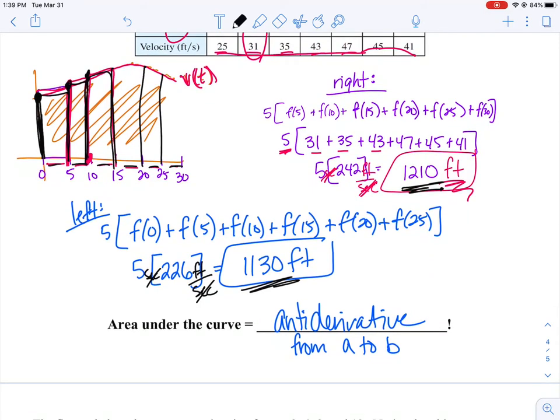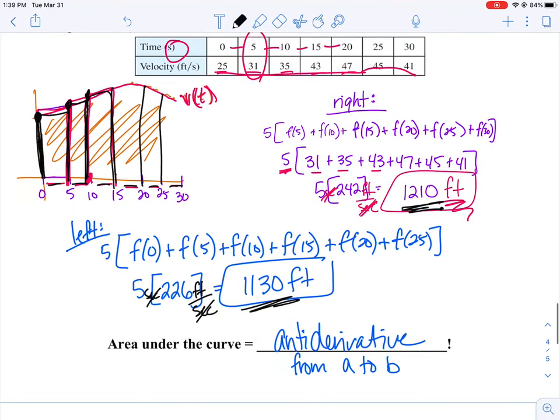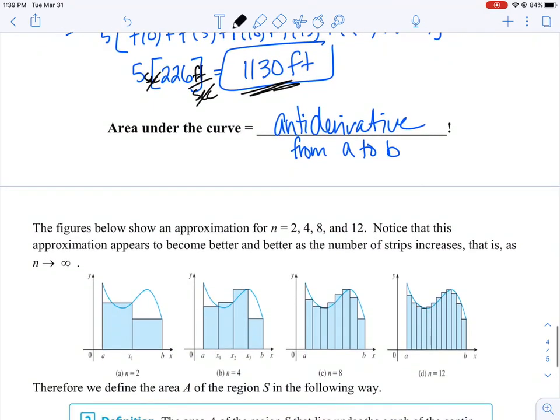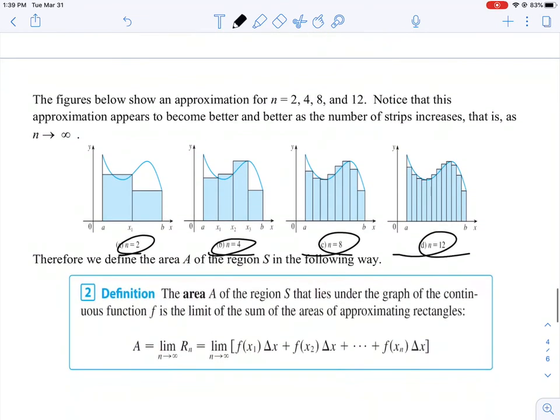Okay? So again, the area underneath the curve is really helping me find the antiderivative from A to B. If I know a velocity, then I can figure out the position from 0 to 30 seconds, antiderivative. And so what if I asked you to do lots of different rectangles? Well, we can estimate the area underneath, and the more rectangles we have, the better the estimate gets, right? And what's the best amount of rectangles? Well, isn't it infinite? And so in the next section, we're going to talk about what happens if I ask you to find the area of an infinite number of rectangles.